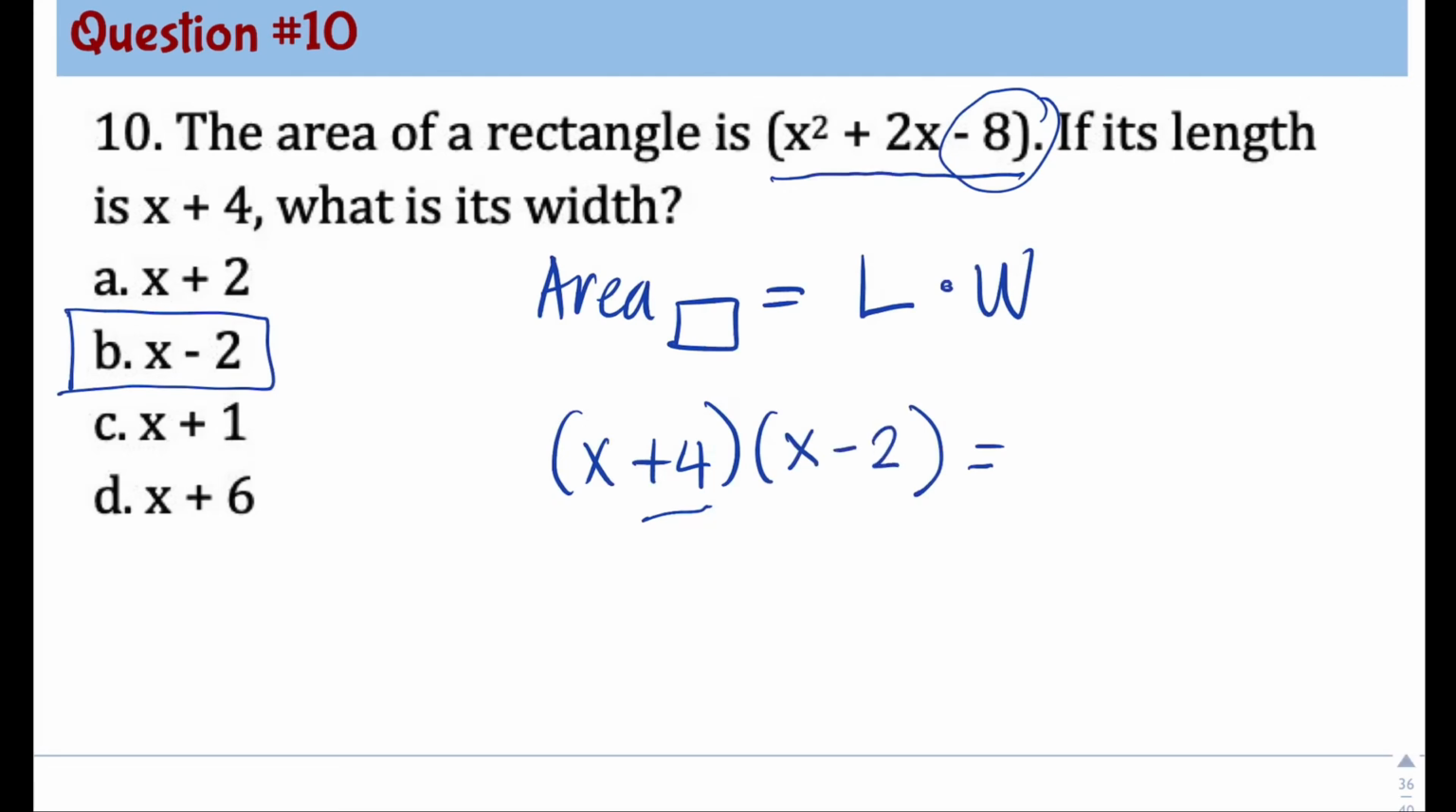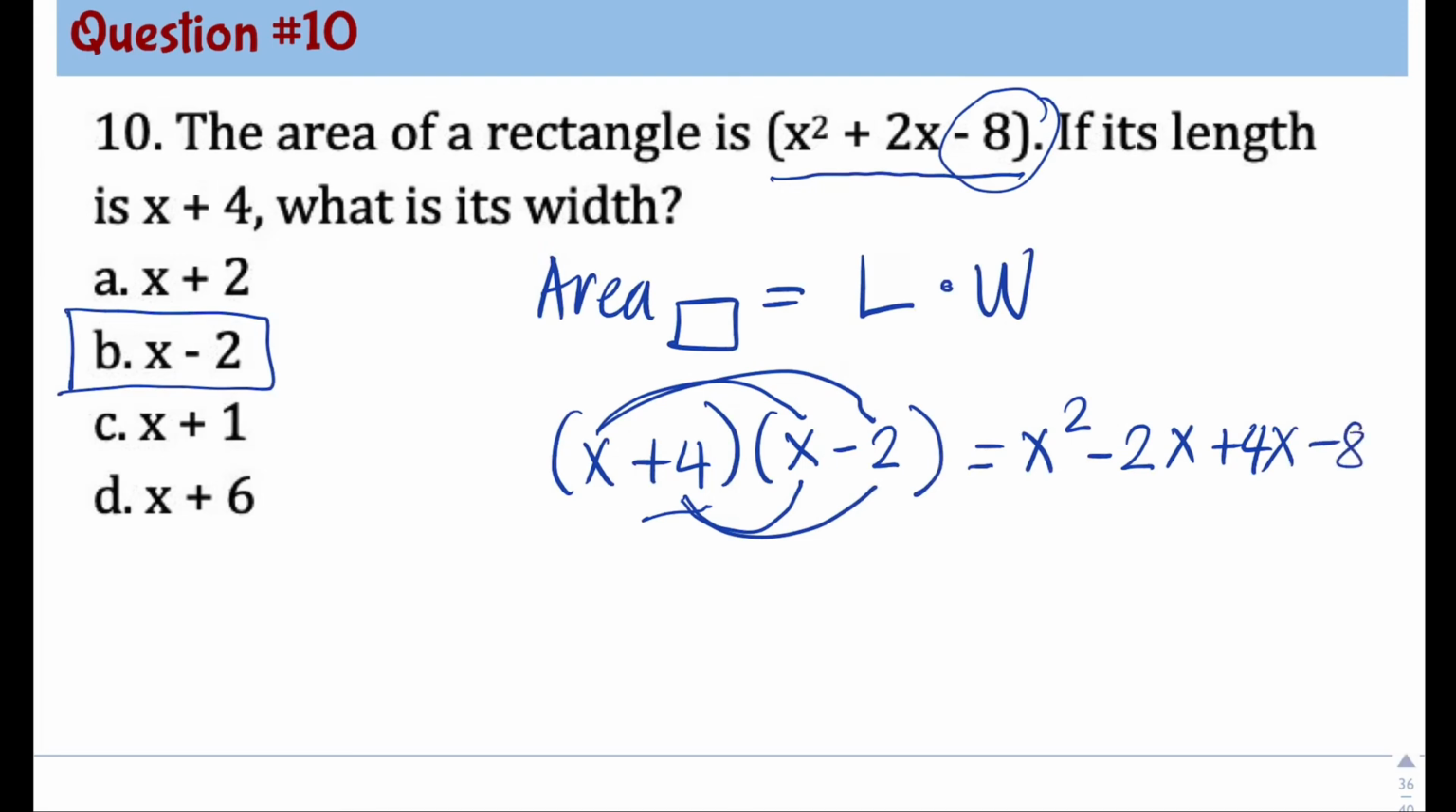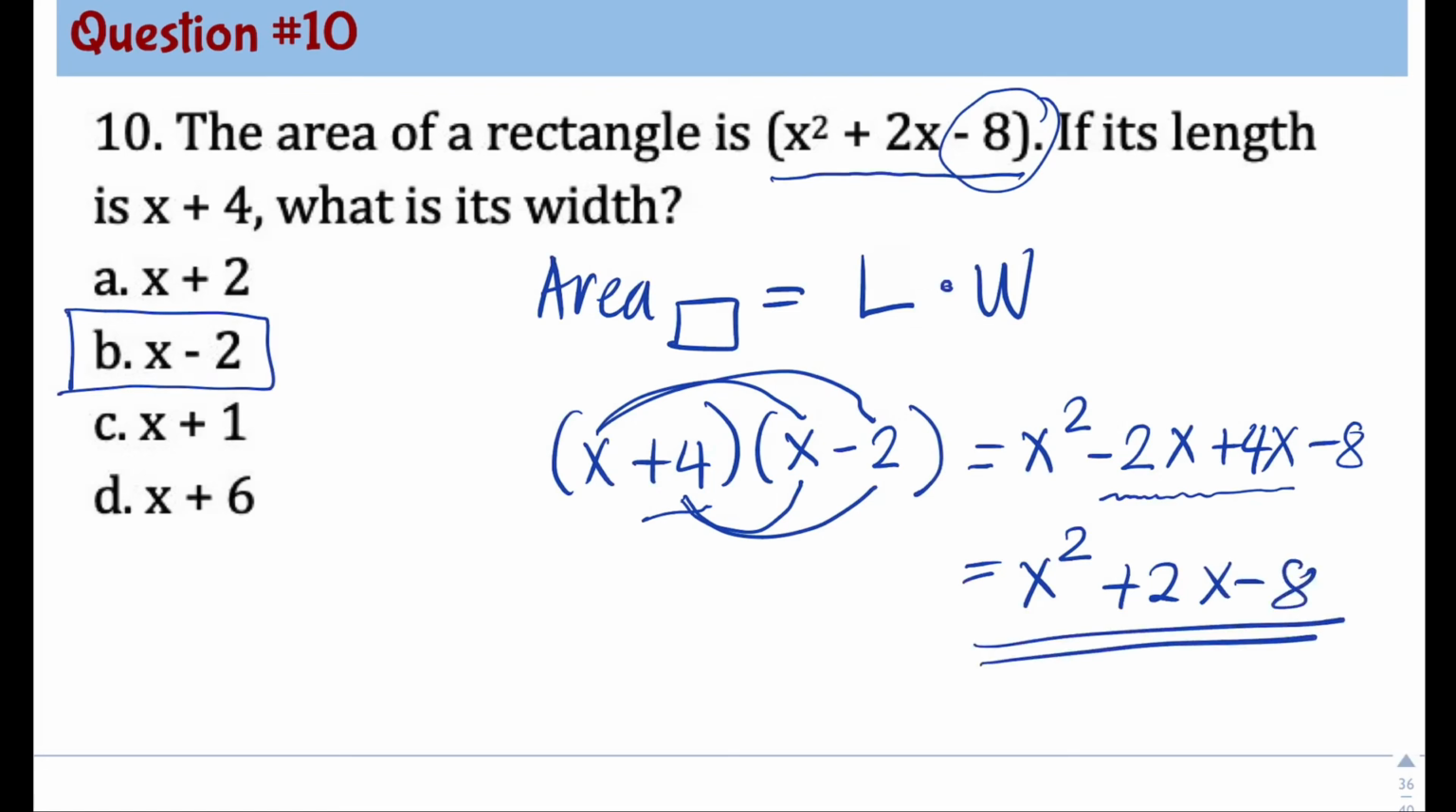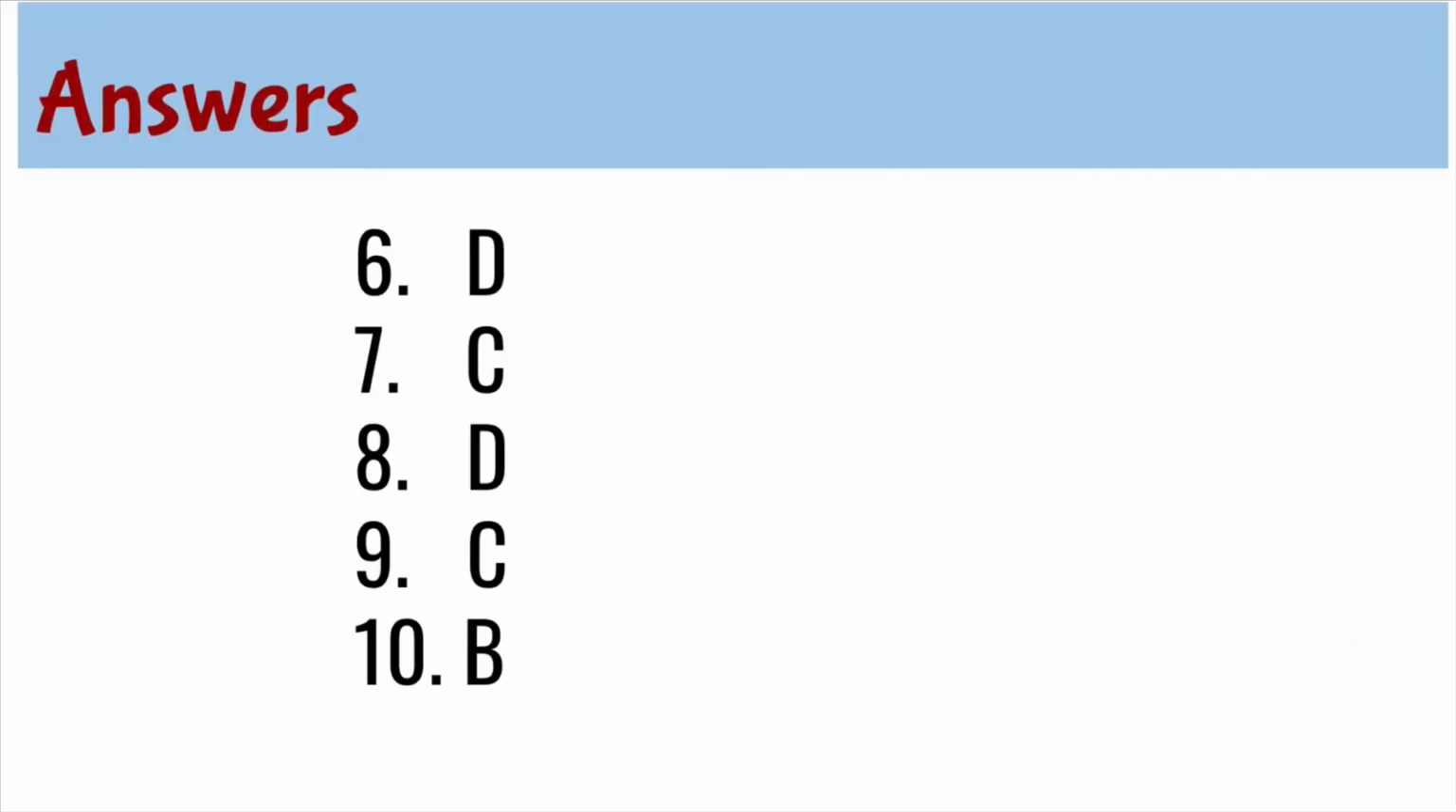And let's verify that using distributive property. So when you do distributive property, you need to do x times x, that is x squared. X times negative 2, that's negative 2x. Now we will distribute 4. 4 times x, we have 4x. And we have 4 times negative 2, that is negative 8. Now we can combine like terms. Negative 2x plus 4x is 2x. So we have x squared plus 2x minus 8. And indeed, this is the area of this rectangle. So the answer for question number 10 is letter B.